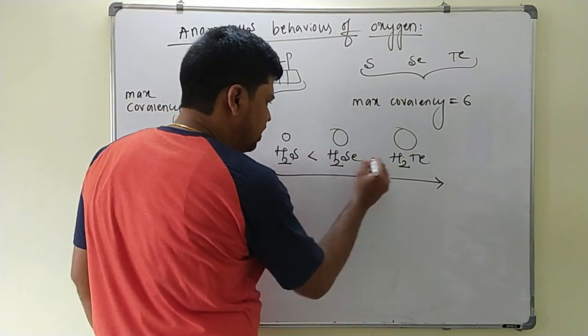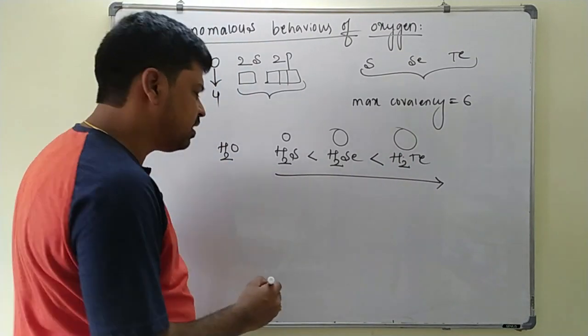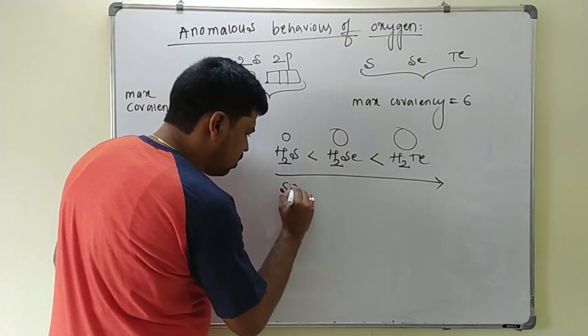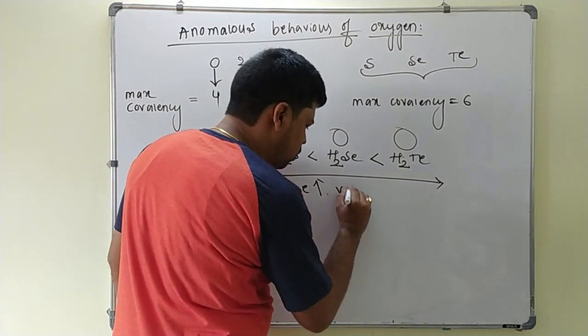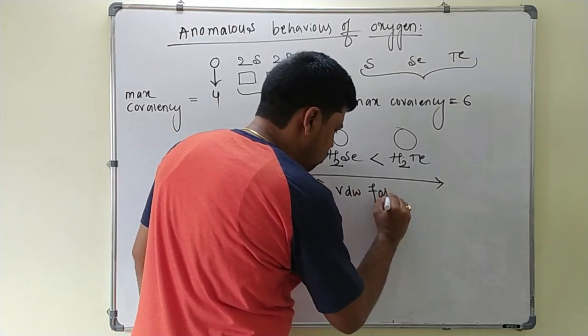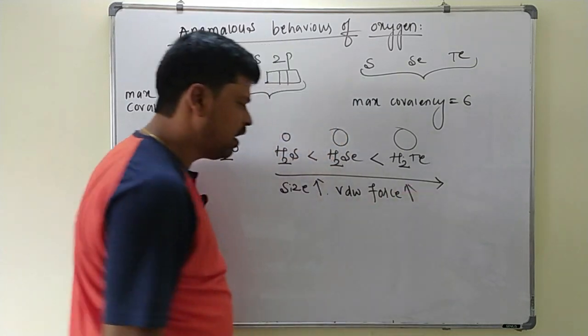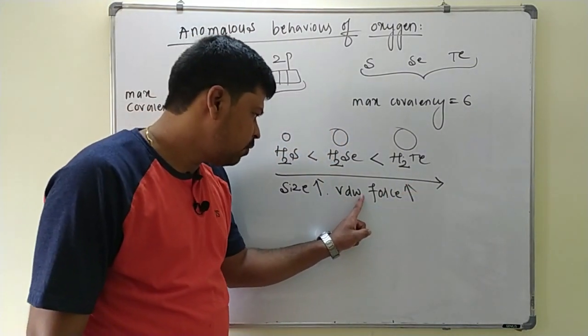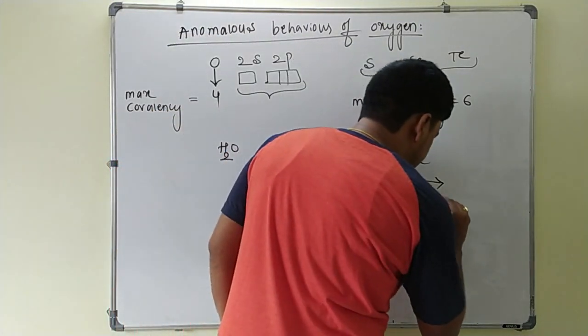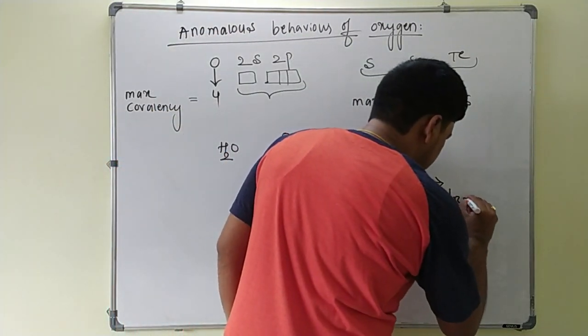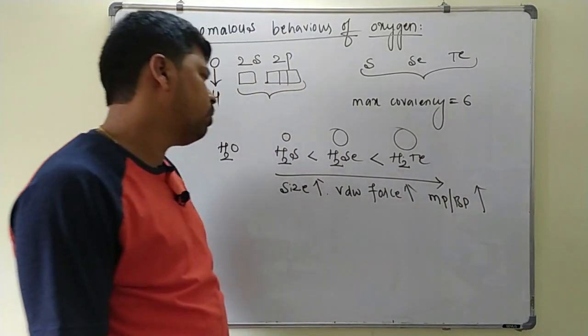Then what happens in this direction? Melting and boiling point increases because size is increasing. Size increases means van der Waals force of attraction also increases. Hence, their melting point and boiling point increase down the group.